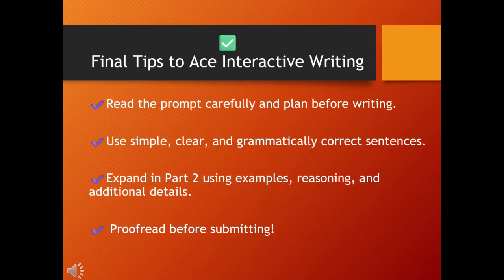So before we end, here are some final tips. You need to make sure that you read the question carefully and plan before writing. You should use simple, clear, and grammatically correct sentences. You should always try to expand your answer in part 2 by using examples and reasoning as we discussed earlier. And of course, last but not the least, you should always proofread before submitting your answer. So with practice, this approach will become easy and you'll score higher in the Duolingo English test.